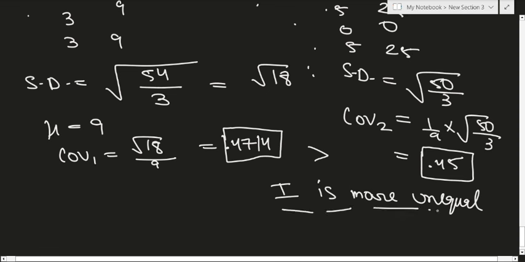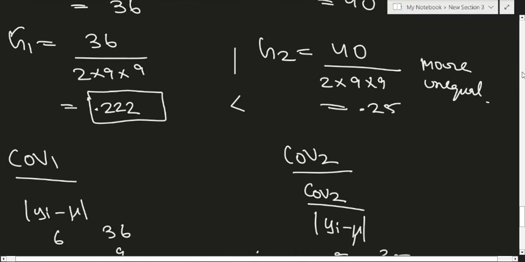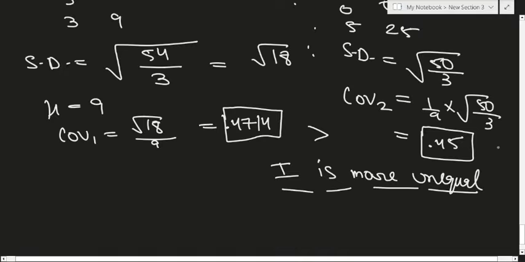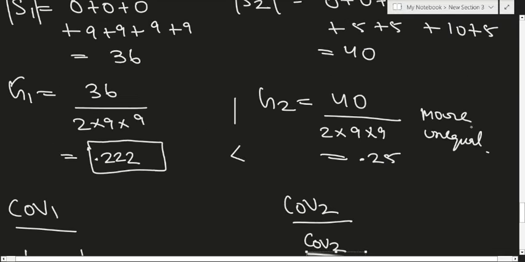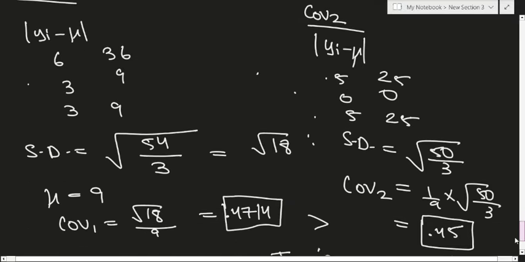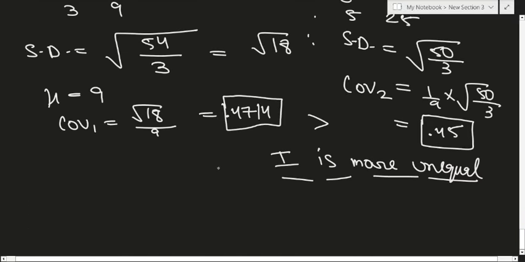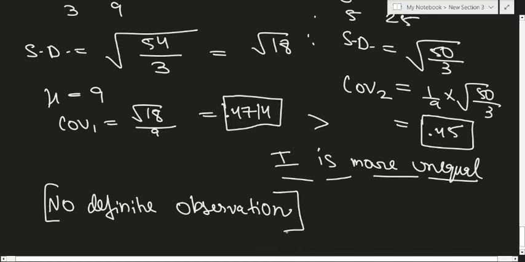Okay, so this is a case where the coefficient of variation and the Gini coefficient are not going in the same direction. The Gini coefficient is telling that income distribution second is more unequal, and the coefficient of variation analysis is telling us that income distribution 1 is more unequal. So no definite observation can be made. This can be a case in the numerical given in the exam. Okay, so this sums up our more complete measures of inequality.